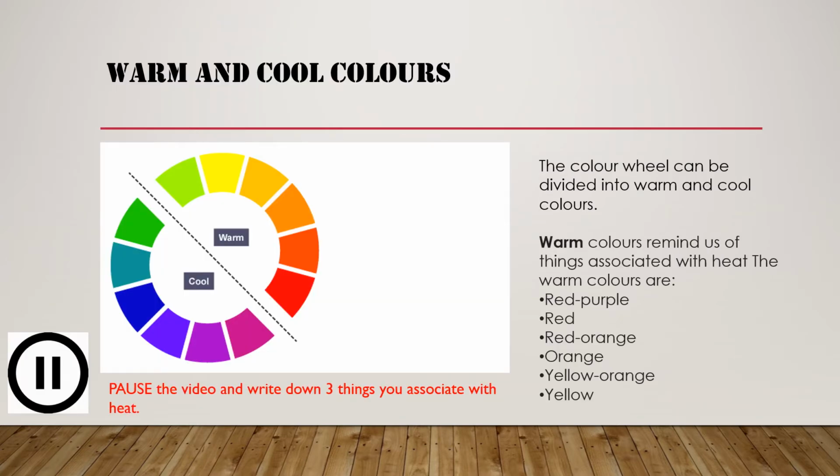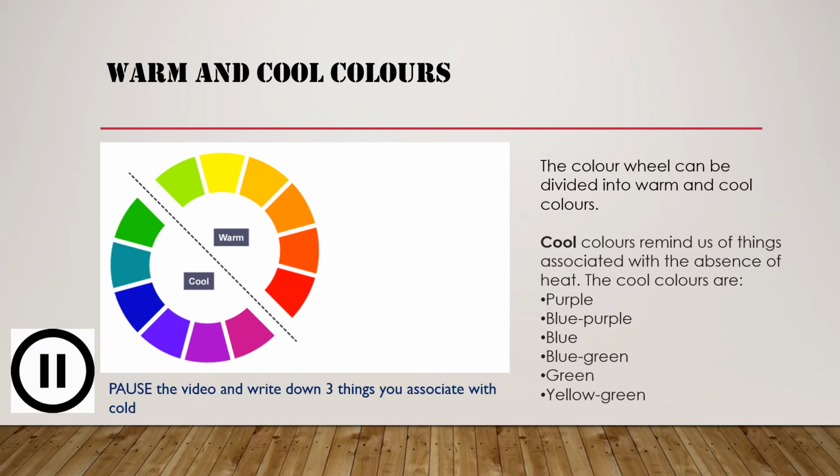The colour wheel can also be divided into warm and cool colours. Warm colours remind us of things associated with heat. So pause the video here and write down 3 things you associate with heat. For instance, the sun. Then write down 3 things that you associate with the cold, the absence of heat. For instance, ice.